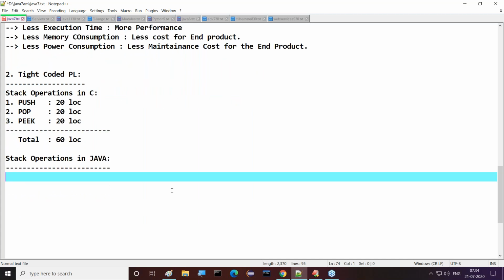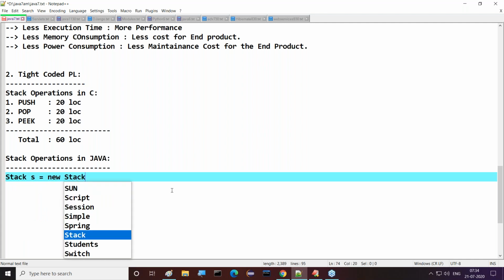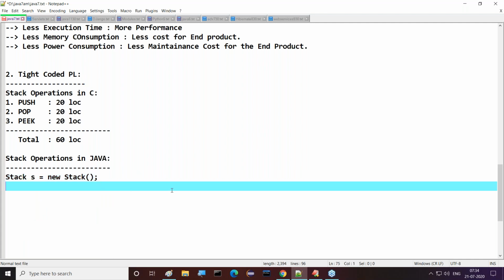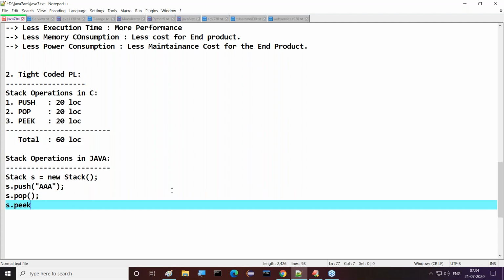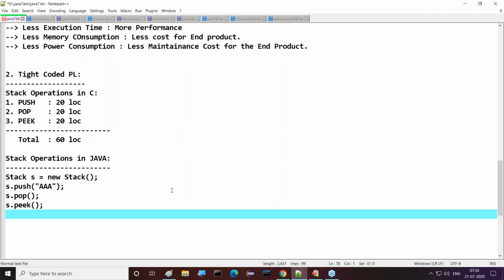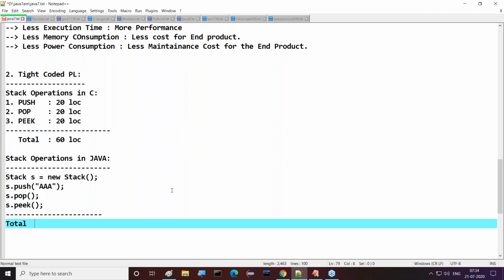Observe this clearly. If you want to perform stack operations in Java, first, Stack is a predefined class in Java. Stack S is equal to new Stack. Create Stack class object. Just create an object. S dot push, a predefined function is available, we can perform push operation here. Next one is S dot pop, we can perform pop operation. S dot peek, we can perform peek operation. Finish. My stack operations are completed. Now totally, how many lines of code are we using here? Just 4 lines of code here we provided.